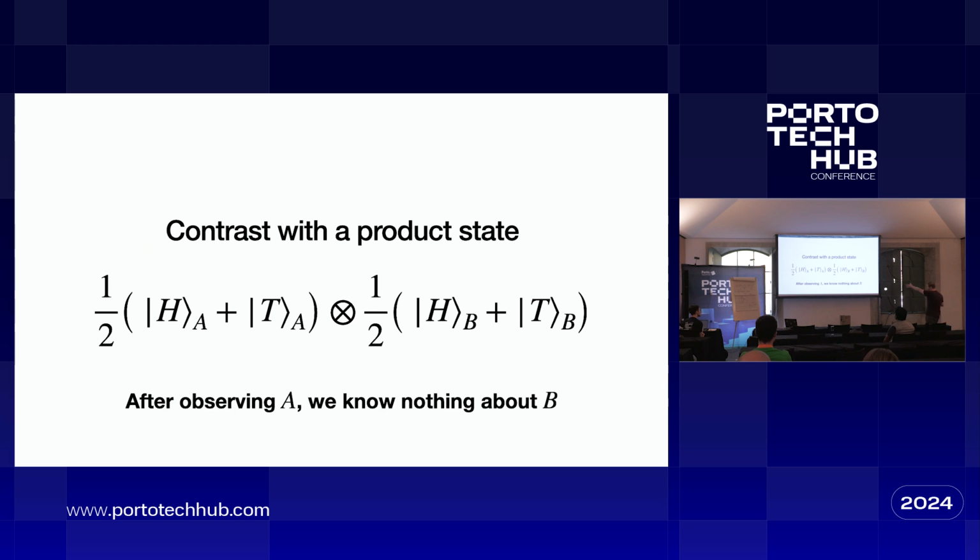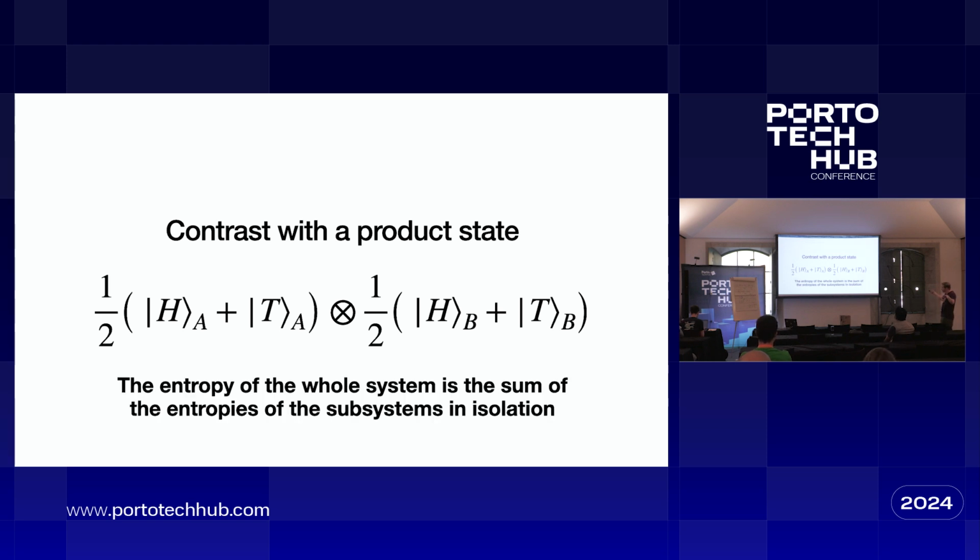You contrast this to the product state we had earlier, where after observing Alice's state, we know nothing at all about Bob's state. So the entropy of the whole system is the sum of the entropies of the isolated subsystems. Okay? This good?